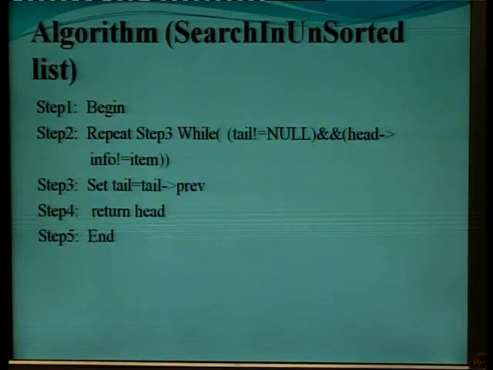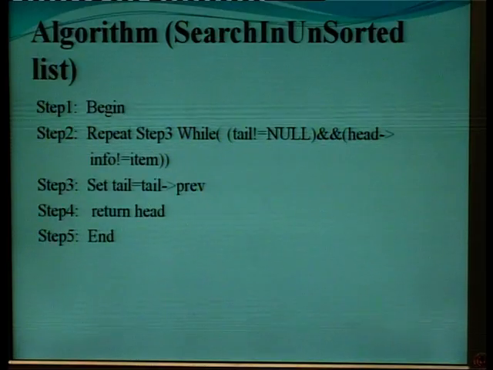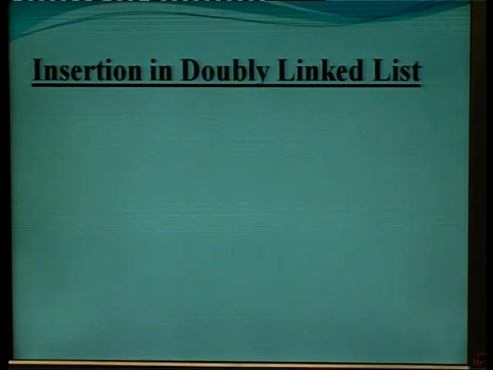Whenever any of the conditions turns false, it goes to step 4. Step 4 returns the head value, whatever element we wanted to find. If found, it returns the value. So that is the end of the algorithm.